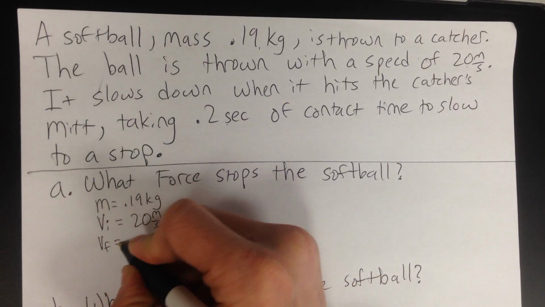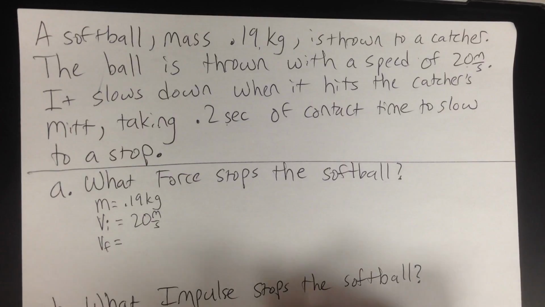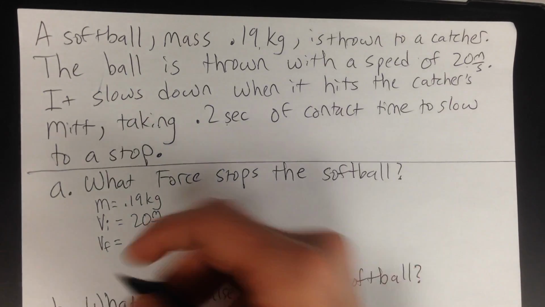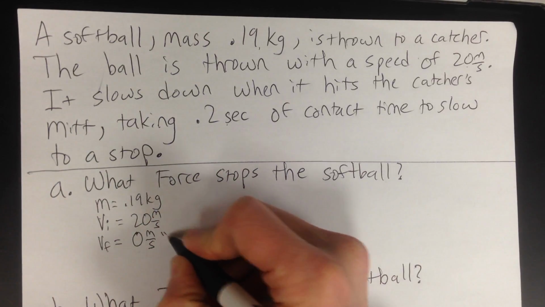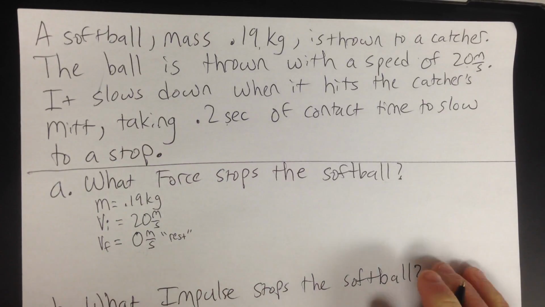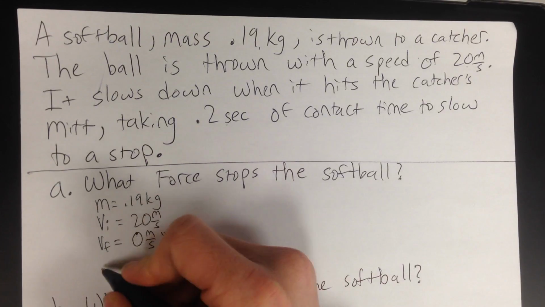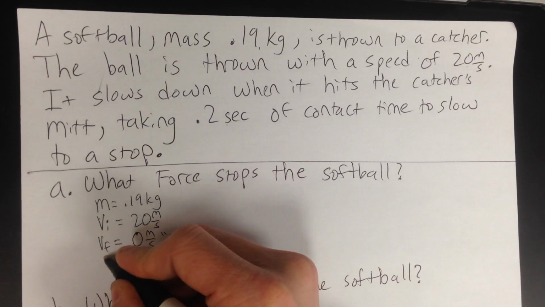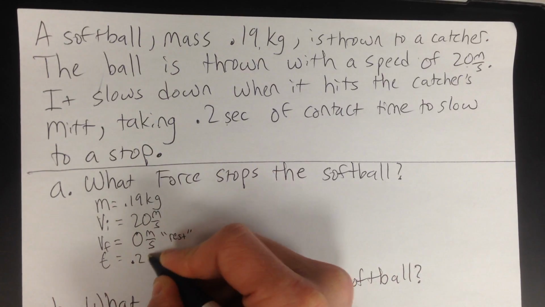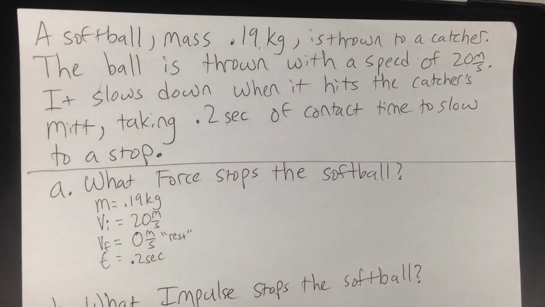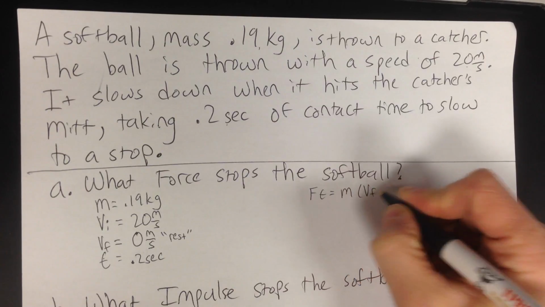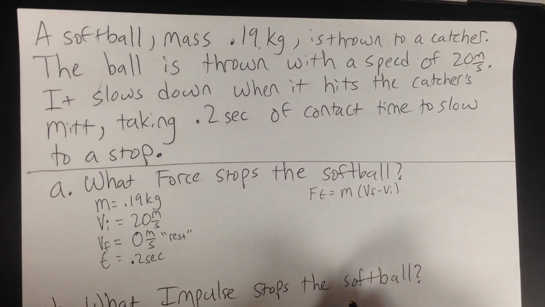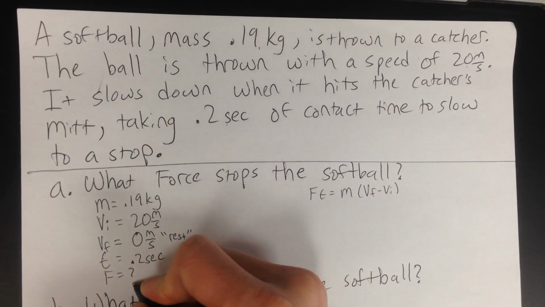We could also list the final velocity. It's the speed after it hits the mitt. So how fast is the softball moving? Just think, after it hits the mitt. Well, it's not moving at all. So it has a speed of 0 because it comes to a rest after it hits the mitt. Alright, and the last variable it gives you is the 0.2 seconds, and that's the contact time. So that's T. Okay? Let's list our impulse momentum theorem here on the side before we plug in to solve for force. Force is our question mark.